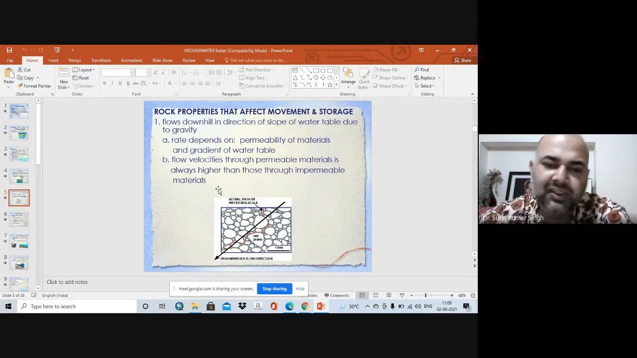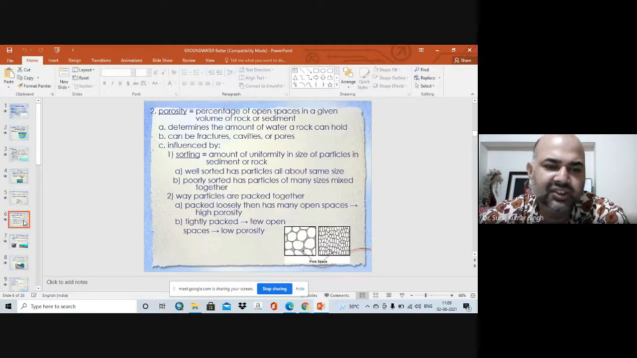So obviously we have done porosity, and permeability we have done. So when a surface is permeable and when the surface is impermeable, what will happen? In a permeable surface, you will always find that the velocity is very high when you compare that with an impervious surface.